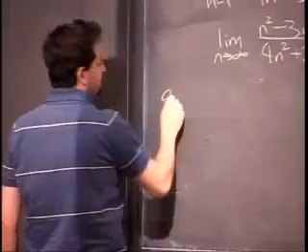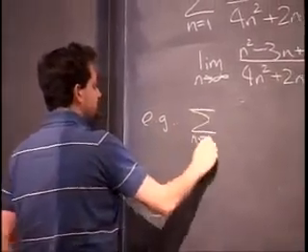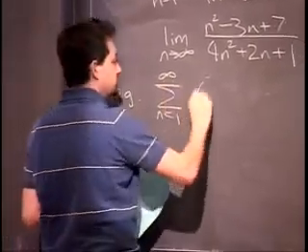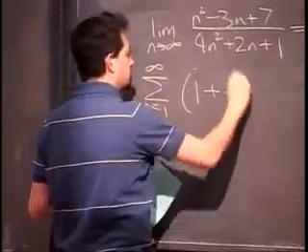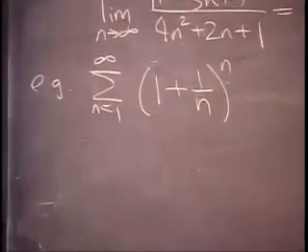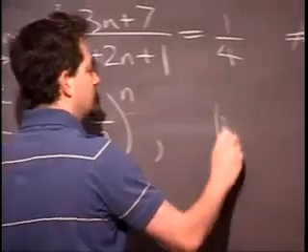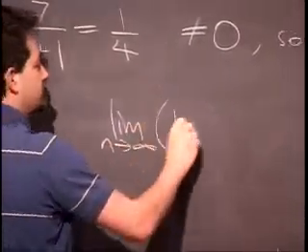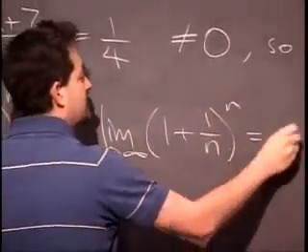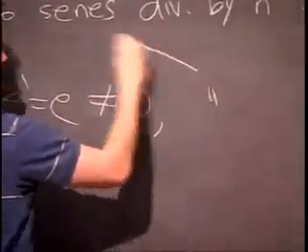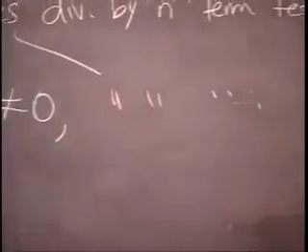Here's another example. Let's see. The sum of (1 plus 1 over n) to the n. Again, just take the limit of the term, and that's equal to e to the 1, which is e, which is not 0. So again, the series diverges by the nth term test. I'm not going to write it out again. So my steps become very close to e.